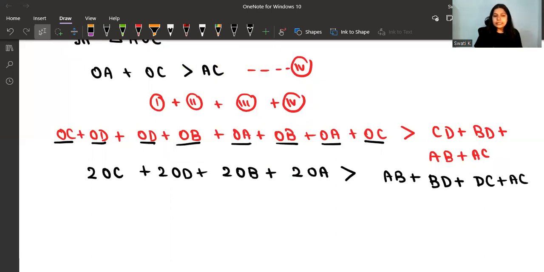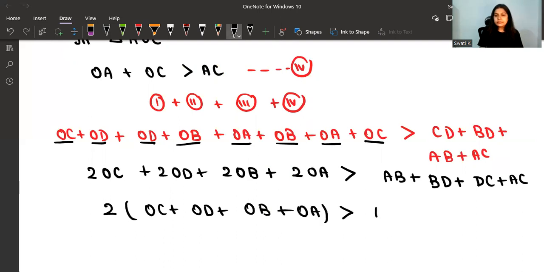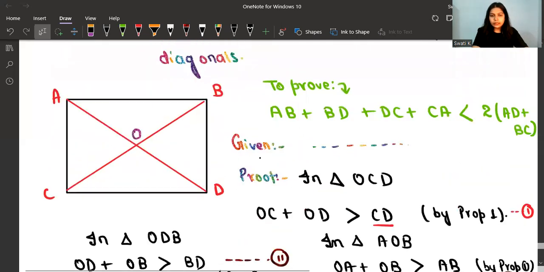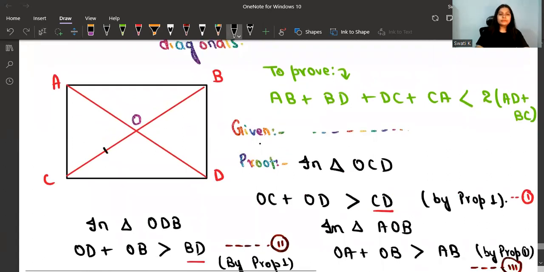All right, and here you can see that twice of OC plus twice of OD plus twice of OB plus twice of OA. I can take 2 common and I can write this as OC plus OD plus OB plus OA greater than AB plus BD plus DC plus AC. All right. Yeah, that's correct. Now you can see here that if I add OC plus OB, am I not getting BC? I am getting BC, right?